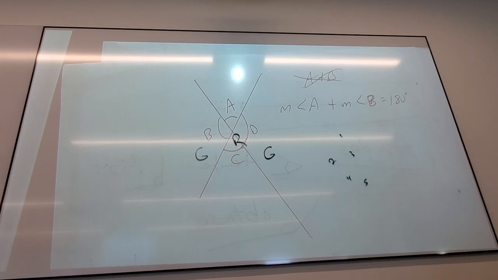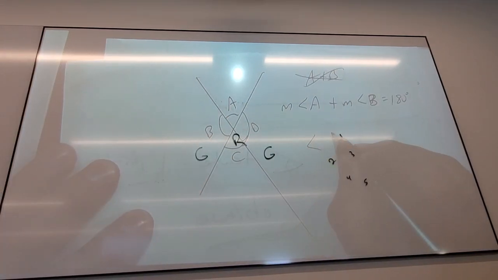Supplementary. So two angles that add up to be 180 degrees. They don't have to actually be drawn. They can be drawn separately, but as long as they add up to 180, we call them supplementary. Supplementary angles.